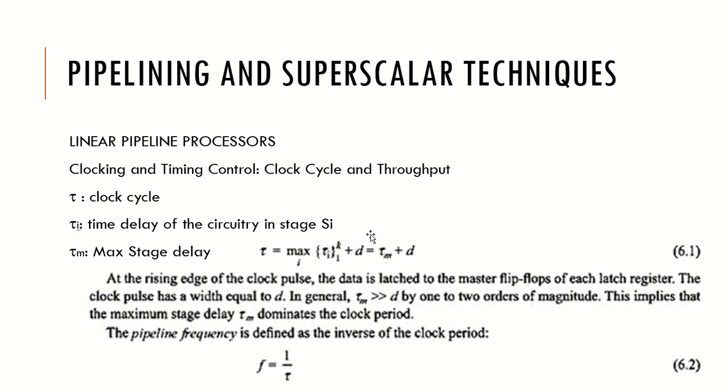So you can even ignore the effect of the width of the clock cycle while you are computing the clocking and timing control. So when you talk about the pipeline frequency, as we have discussed before in module 1 and module 2, the pipeline frequency F is equal to 1 divided by tau, where tau is the clock cycle of the pipeline.